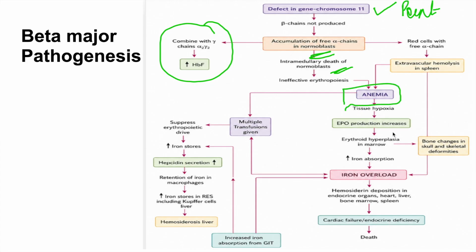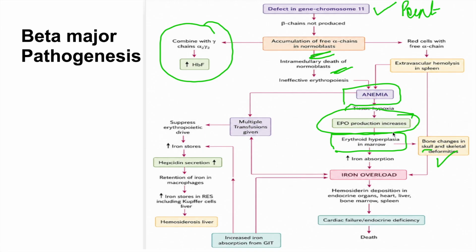When anemia is there, there will be an increase in the erythropoietin level. Erythropoietin will cause erythroid hyperplasia in the marrow. It will send the signal to the marrow to produce more RBCs. So there will be erythroid hyperplasia. Now this hyperplasia not only takes place in the long bones, it will go into the flat bones also. So the skull, the face, they will also try to produce RBCs. That will lead to further clinical features.